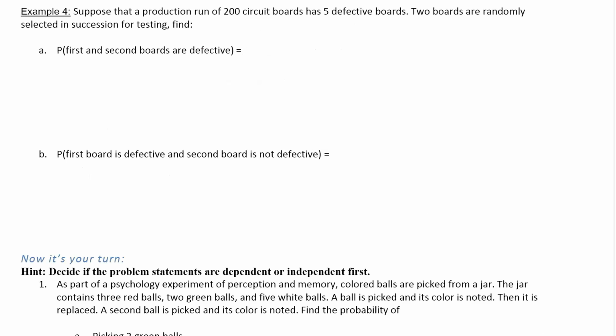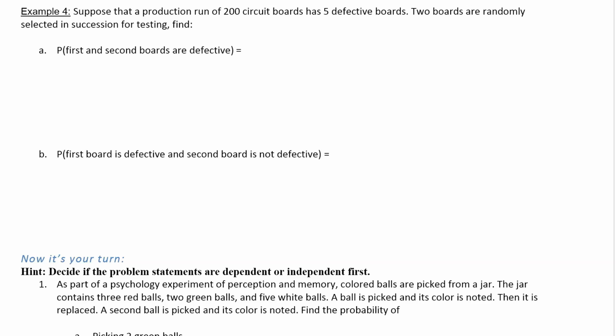Okay, let's look at example 4. Suppose that a production run of 200 circuit boards has 5 defective boards. 2 boards are randomly selected in succession for testing. Find first A, the probability that first and second boards are defective.